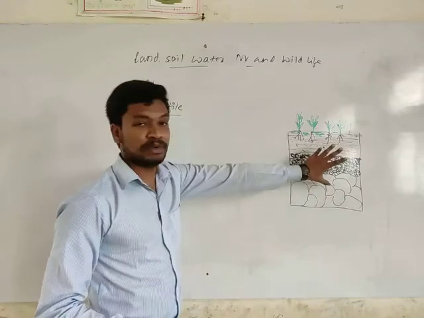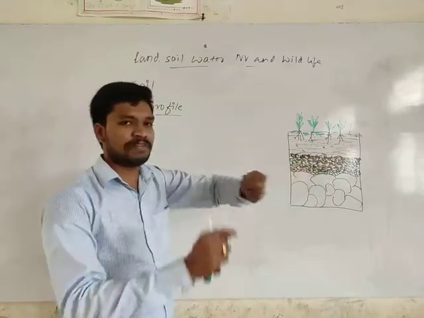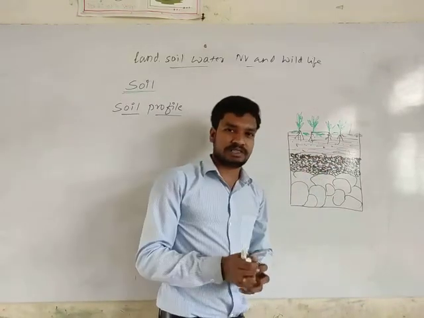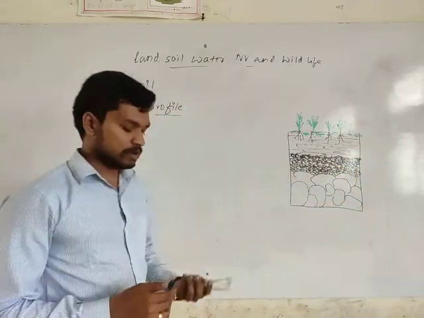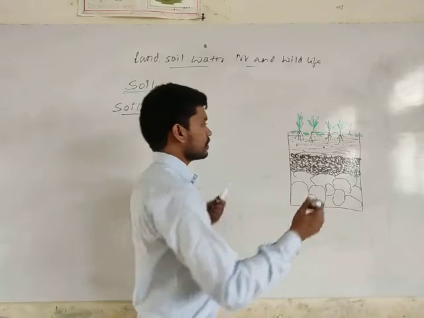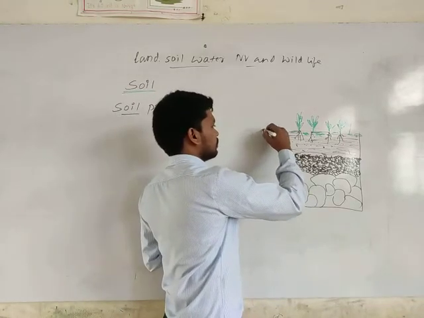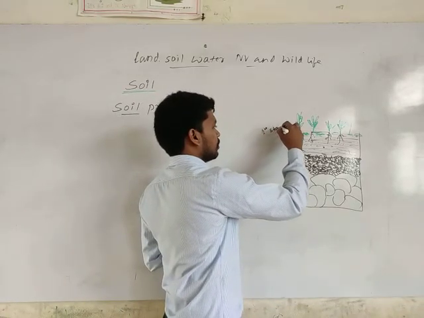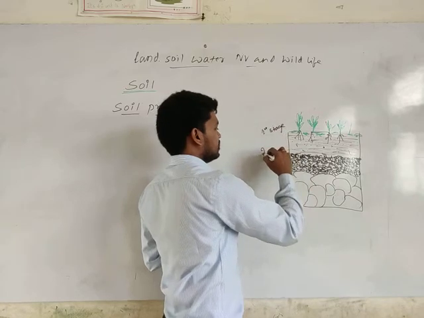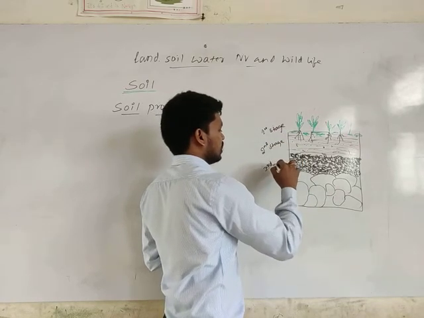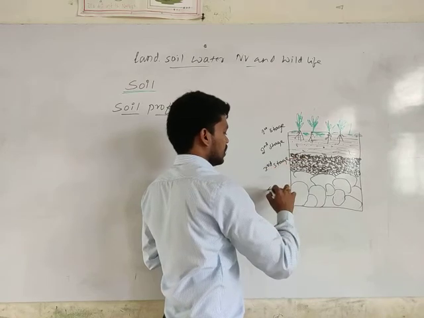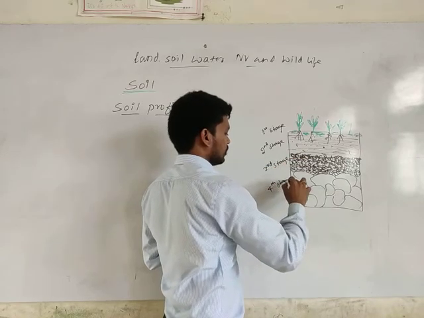From there comes the weathered rock, meaning the rock which has broken into small pieces. It's a weathered rock. Then the subsoil. There are four steps in it. First stage, second stage, third stage, and fourth stage.